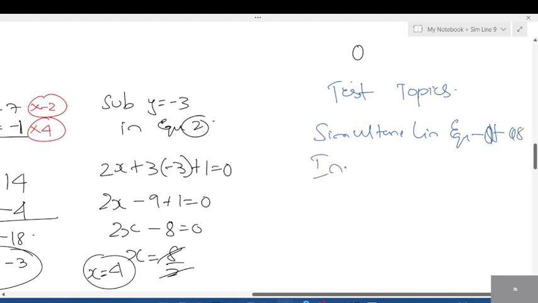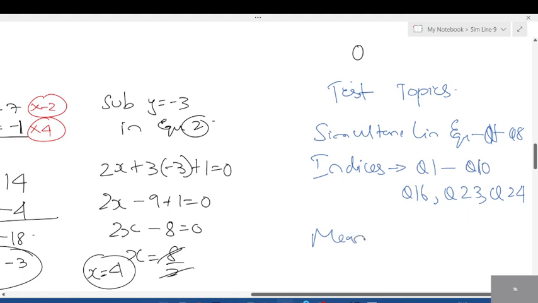Then indices, how many questions? What are the questions I told? Question 1 to question 10. Then after that, I had given some more: question 16, 23, and 24. Next, what is the next chapter? Mean and median, how many questions? Question 1 to 50. Make a note of this.